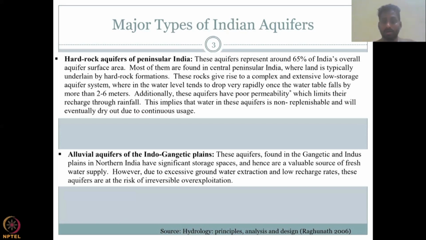These aquifers are always at risk of irreversible overexploitation. What I mean by irreversible is that once you go below a particular water level, you cannot recharge the water. And that would cause tremendous stress on the groundwater ecosystem in the Ganges basin.